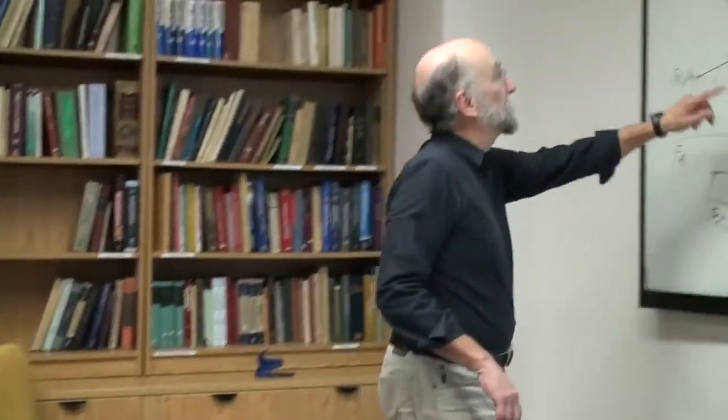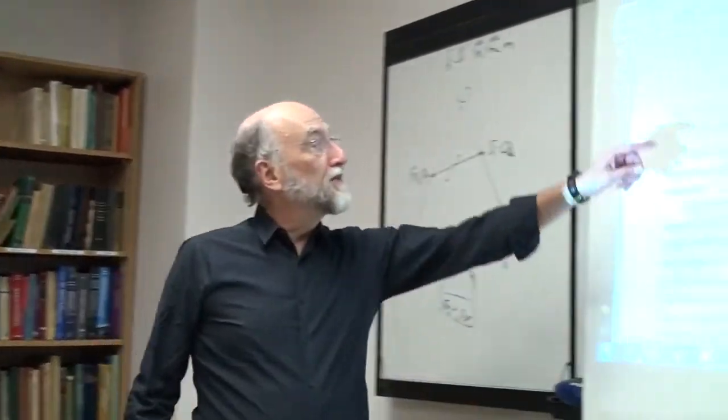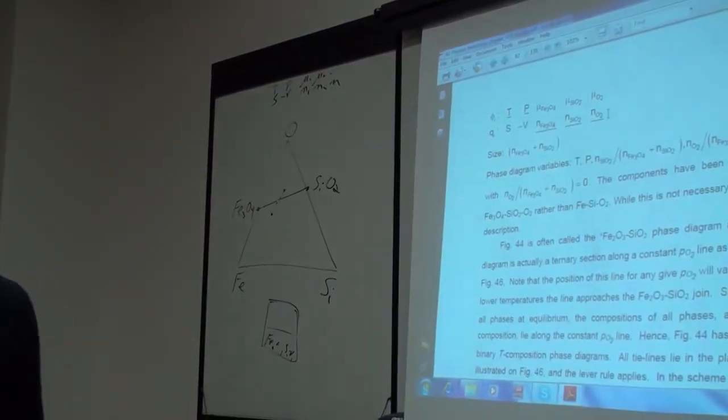If we now go to this diagram here, how am I going to define it? This is on the top of page 82. I define my components this way. You can define the components any way you want. They don't have to be Fe, Si, and O. It can be anything that's independent. So for convenience, I've defined the components as Fe3O4, SiO2, and oxygen.